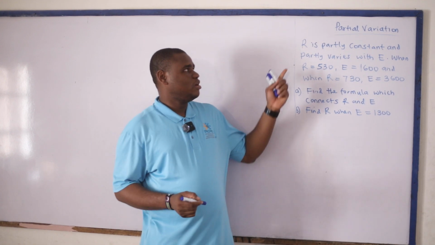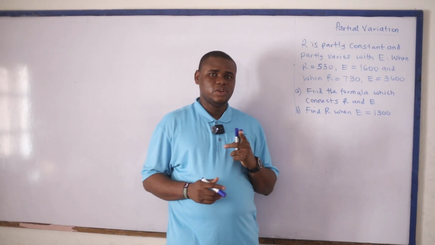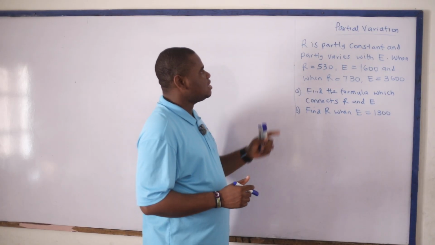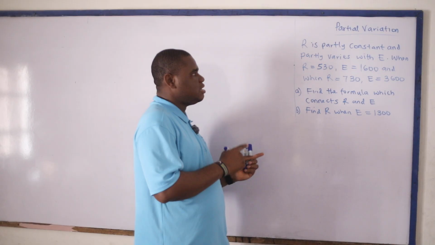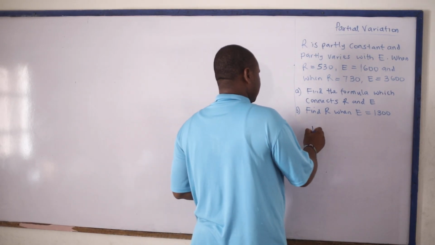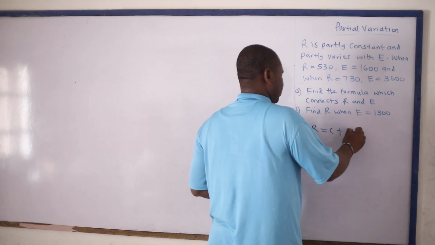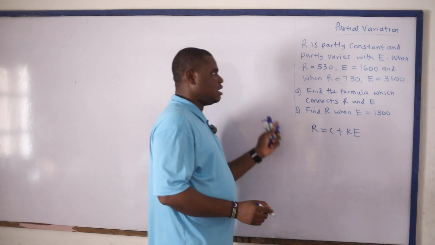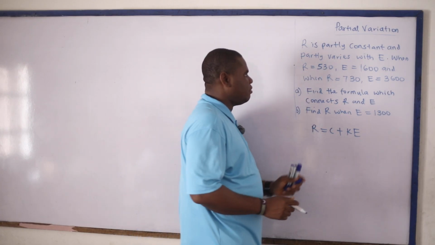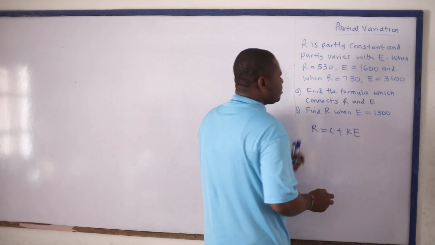Today, our main focus will be on partial variation. Let's use one example to explain what partial variation is all about. The first one says R is partly constant and partly varies with E. That means R equals C plus KE. So from the first statement, this is what we are going to have. R equals C plus KE, and let's continue the equation.